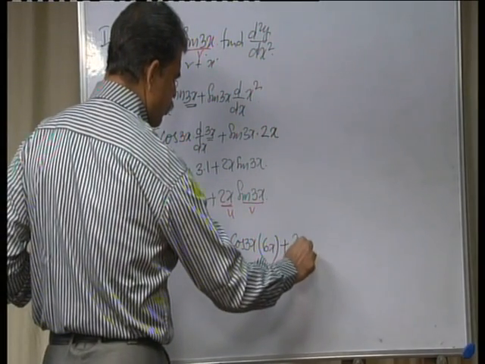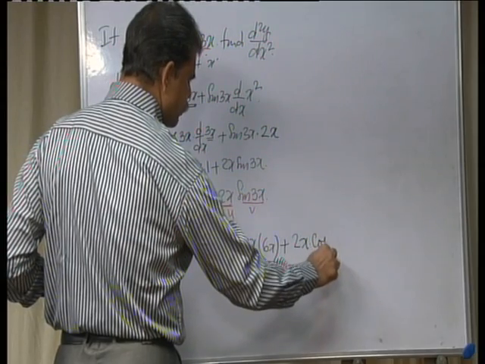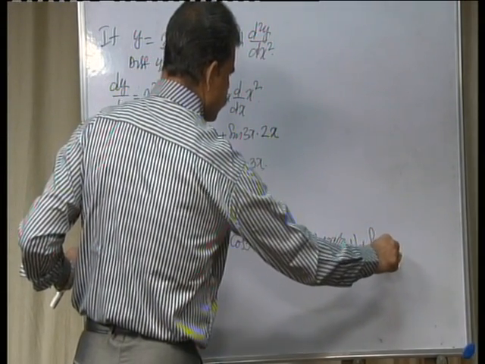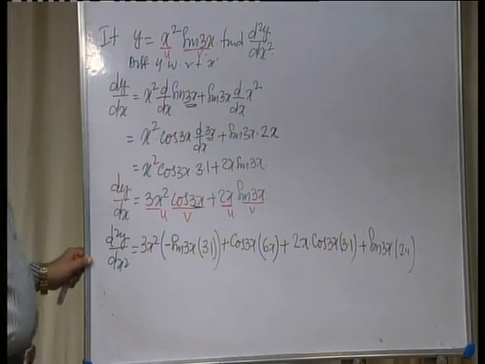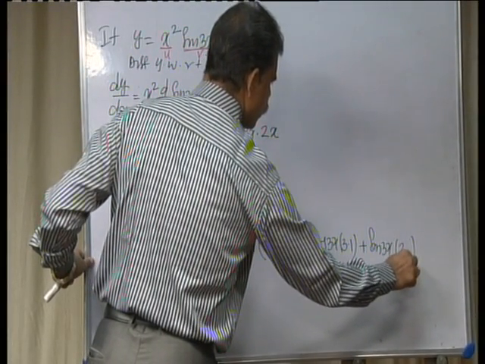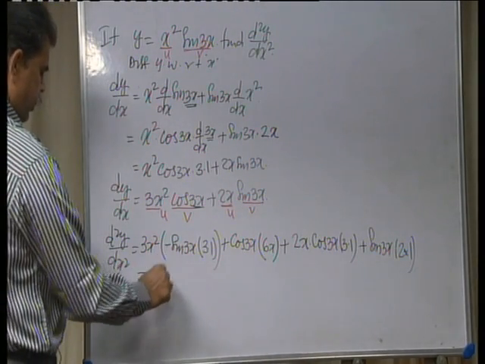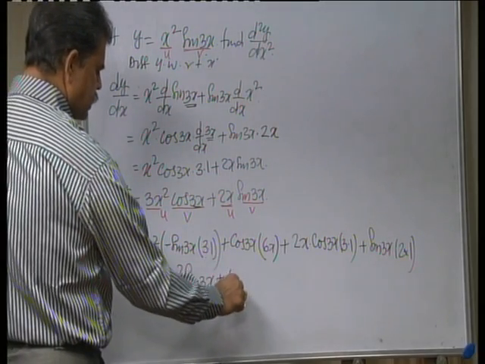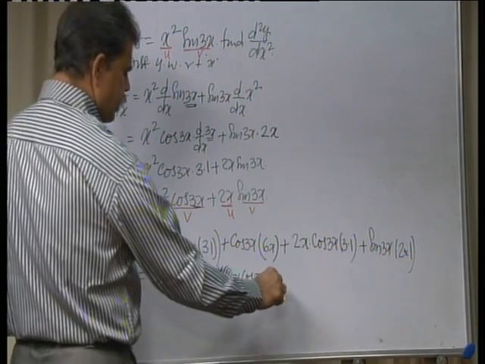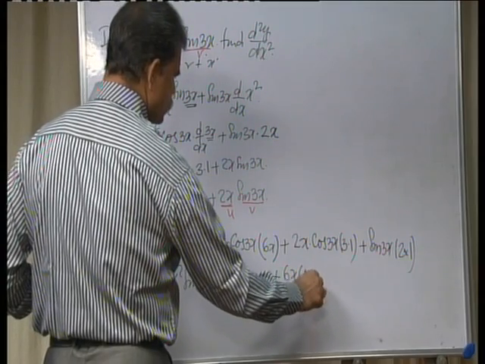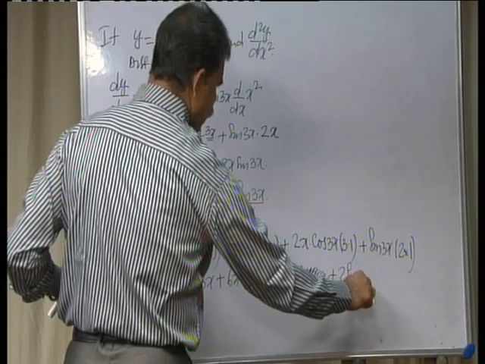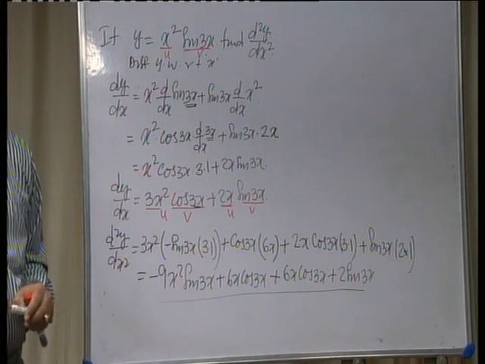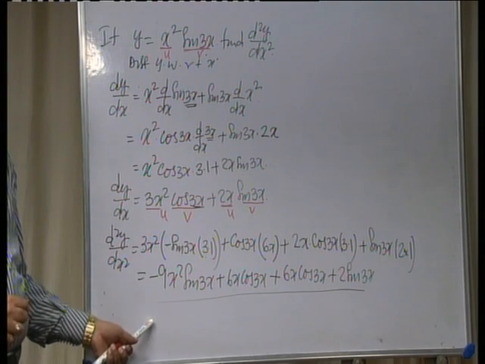Again you go for the product rule, keep 2x as it is. Differentiation of sin function is cos function into d by dx of function, 3 into 1, plus keep sin 3x as it is. Differentiation of 2x is what? 2 into 1. This is equal to minus 3 into 3, 9x square sin 3x plus 6x into cos 3x plus 2x into 3, that is 6x into cos 3x plus 2 into sin 3x. It is the derivative of the given function, y is equal to x square into sin 3x. It is the second order derivative.